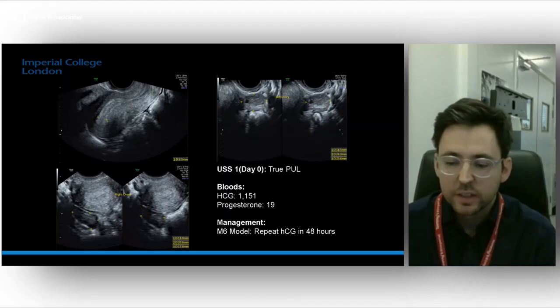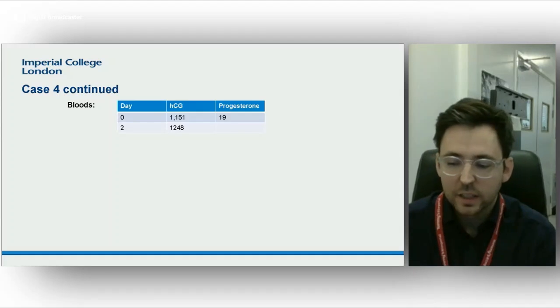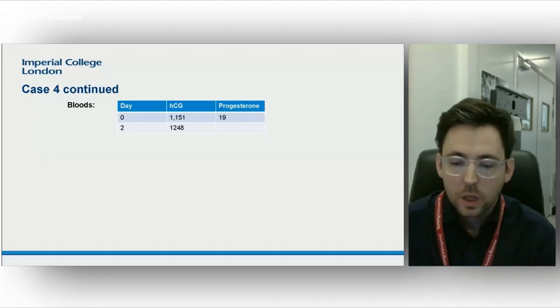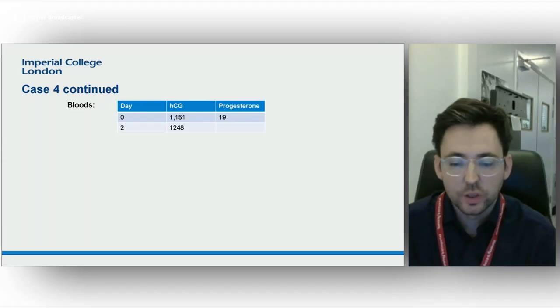This was classified as a pregnancy of unknown location, and so an HCG and progesterone were taken. These were then put into the M6 model, which recommended repeat in 48 hours. In our unit, we also get a second scanning proficient person to confirm the diagnosis and try to reduce operator error. We can see here the 48-hour HCG only had a slight increase of 1,248.